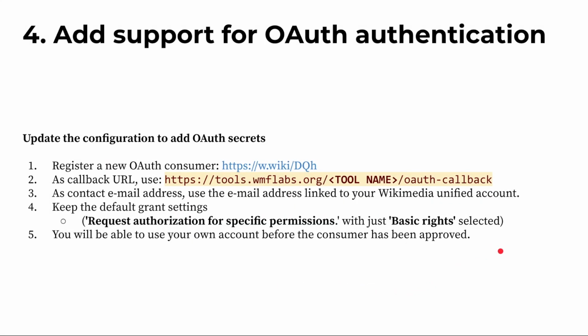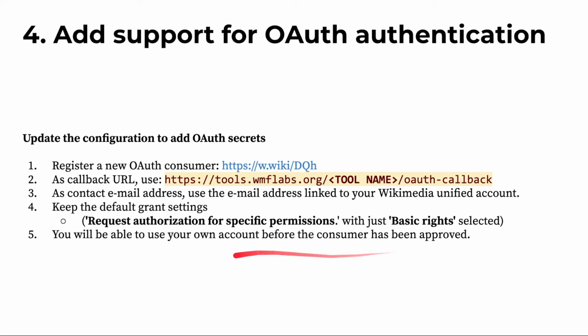After that's done, we will need to add the auth support. So for that, we will register a new auth consumer. You can do so in this URL. After you fill that form, you will get some secrets that we will add to the config.yaml. For the callback URL, you will use the auth callback URL with your tool name. As you saw, that's what we were doing on the app.py file. And then as the contact email address, you will use your Wikimedia Unified Account email address. Keep the default settings, just with the basic rights.